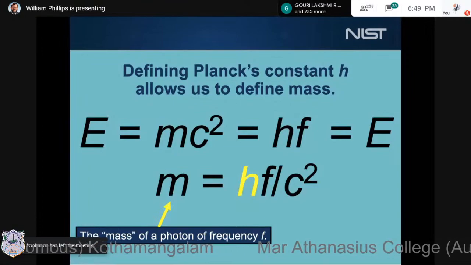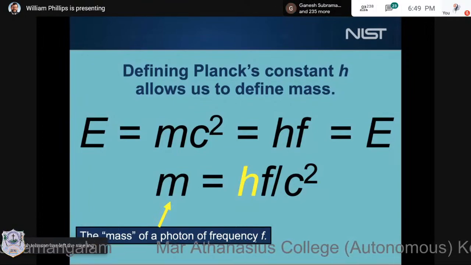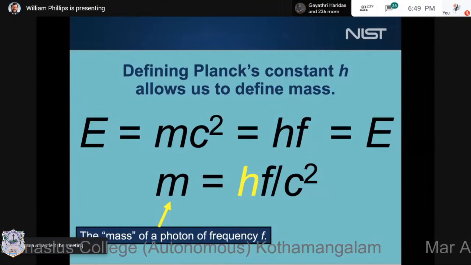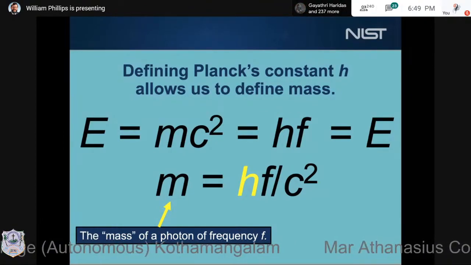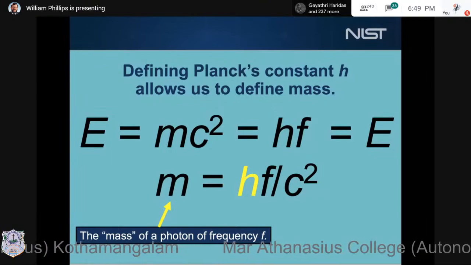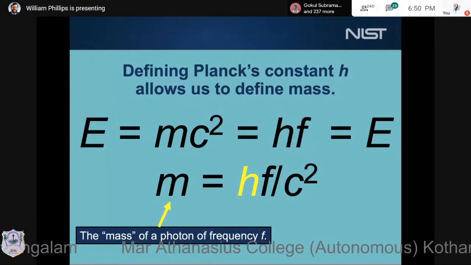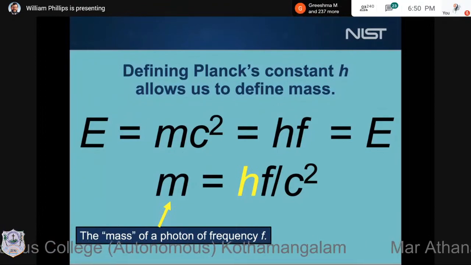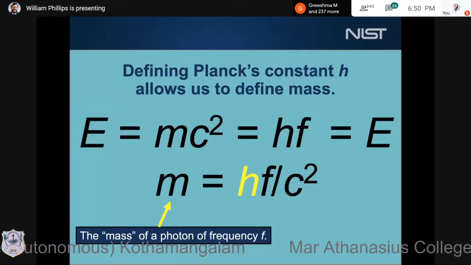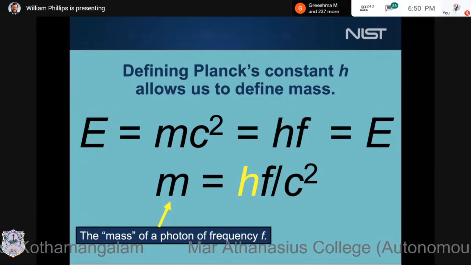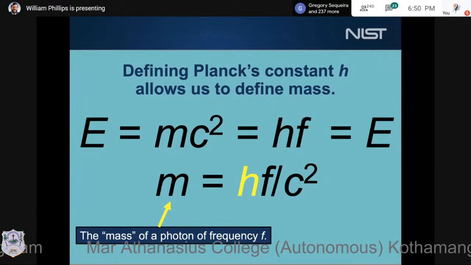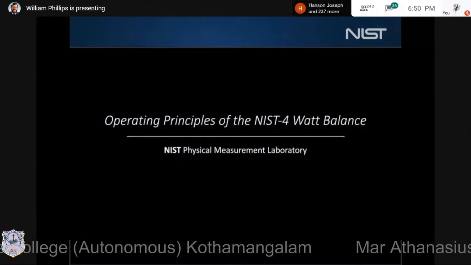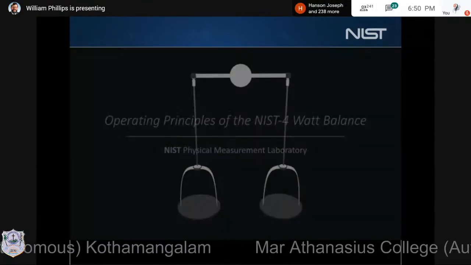Now, when I say the mass of a photon, what I really mean is if I had an object, say some sort of a nucleus, and it emitted a gamma ray, a single photon, its mass would change by this amount. Now, that sounds like it might be a good way of defining mass, but it turns out that we can't measure the change in mass of a nucleus that well, and so we have a different way of doing it. So in order to show you, I have a movie.